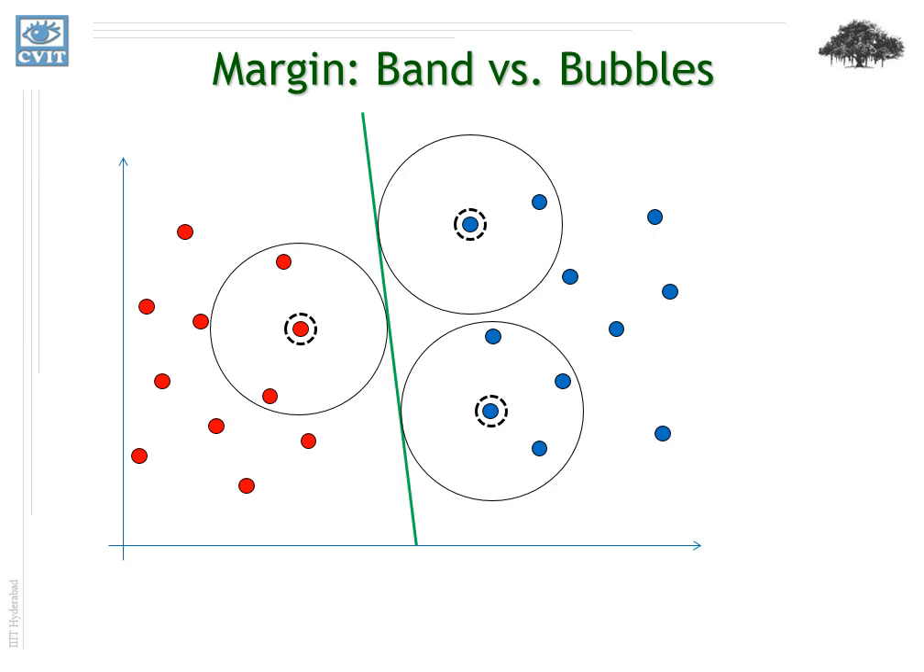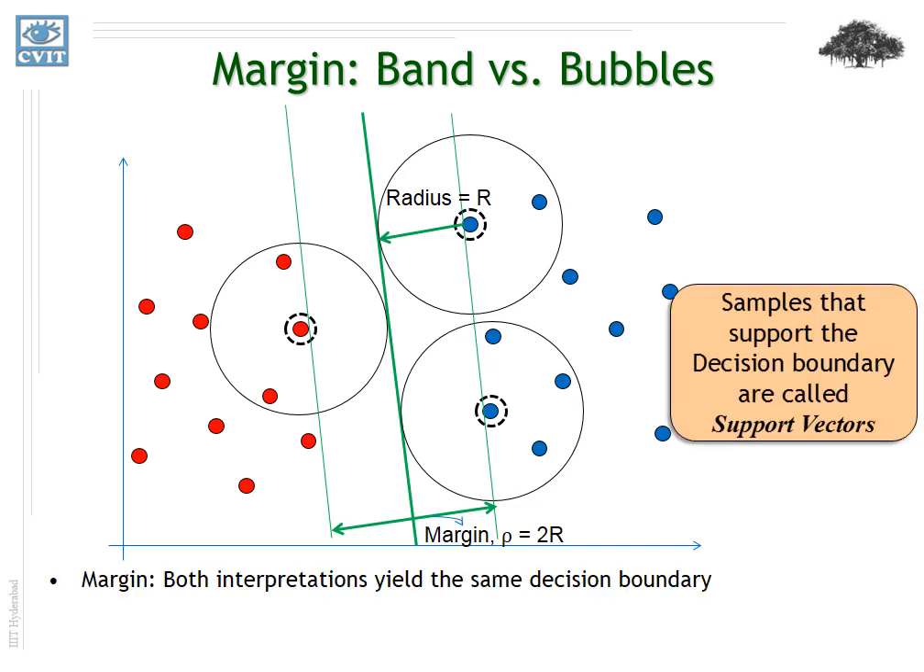Now we can compare the ideas of the band and the bubble, two different interpretations of margins, and we readily see that they are actually one and the same. For example, if you look at this set of bubbles around the support vectors, and if you take the band interpretation of the margin, you would notice that the bands will actually touch the same support vectors as what we saw in the bubble interpretation. And the margin, let's denote it as rho, is in fact twice the radius of the bubbles around the support vectors. If the radius is r, the margin rho would be 2r. And as we mentioned before, the samples that support the decision boundary are called the support vectors. Both interpretations of margin, whether it's the band interpretation or the bubble interpretation, would lead to the same decision boundary when we maximize these.